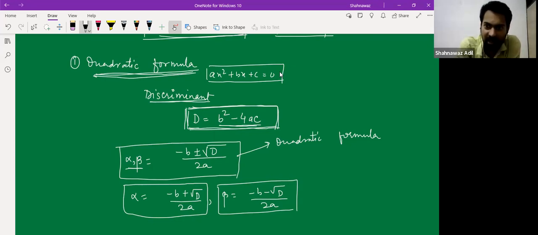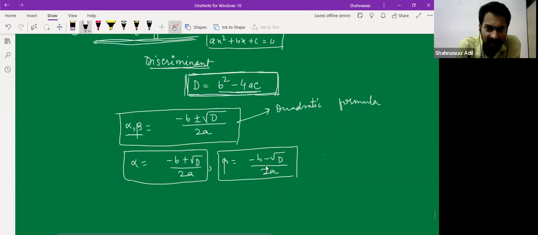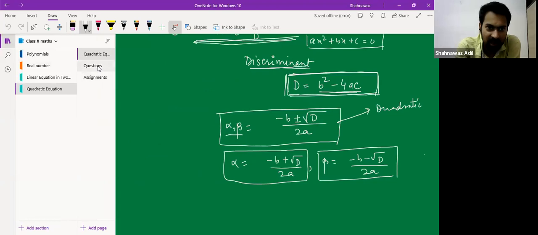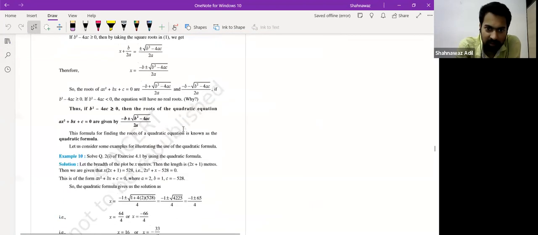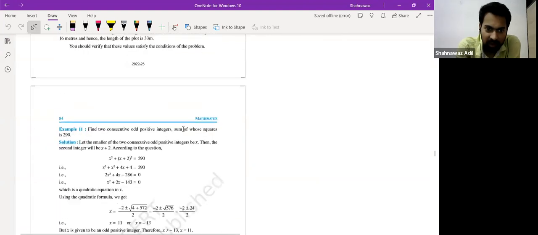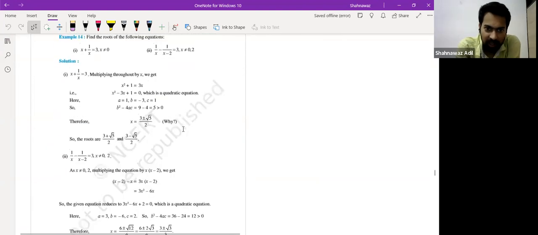Yes, Hamad and Madhya, did you write this down? Madhya, what about you? Did you write this? Yes, sir. Okay. So we will use this formula to calculate the solution of any quadratic equation. Okay, so let us now do these questions.